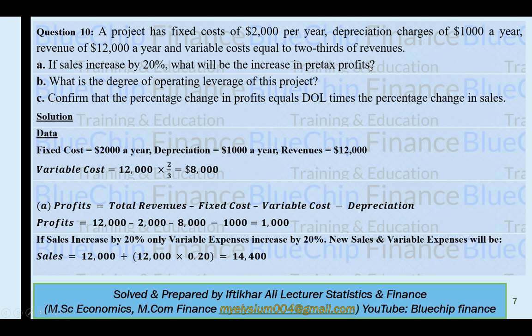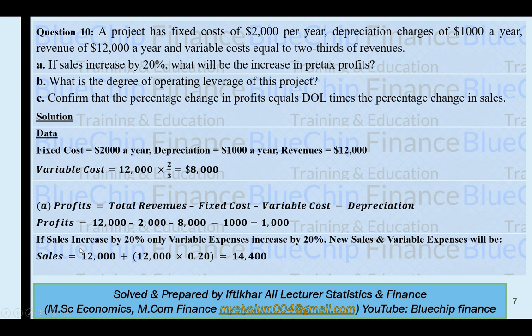So first of all, if sales increase by 20%, what will be the increase in pre-tax profit? But before solving this, we get the data that fixed cost is 2,000 a year, depreciation is 1,000 a year, your revenues are 12,000 a year, and variable cost equal to 2/3 of revenue. So 12,000 multiplied by 2/3, and variable cost is 8,000. So in the base case, what is your profit? Profit equals total revenues minus fixed cost minus variable cost minus depreciation. So 12,000 minus 2,000 minus 8,000 minus 1,000 equals 1,000.